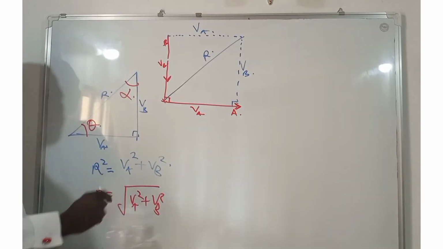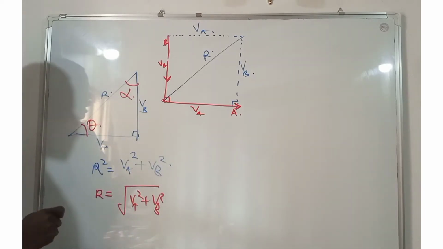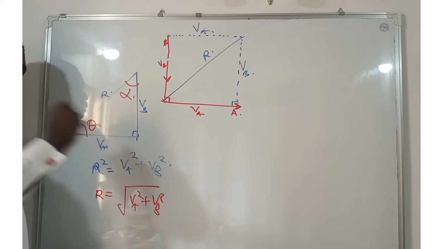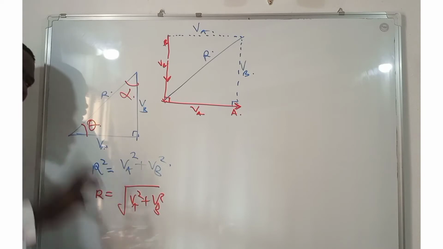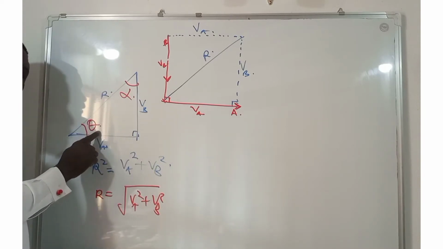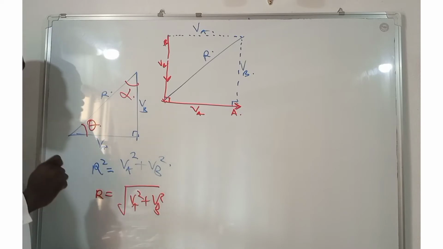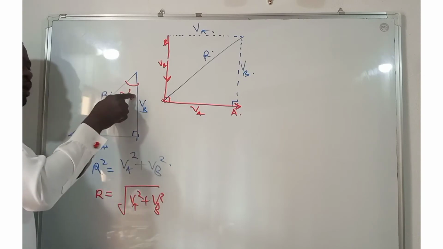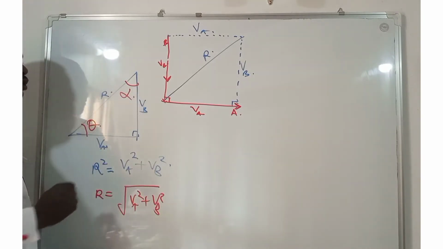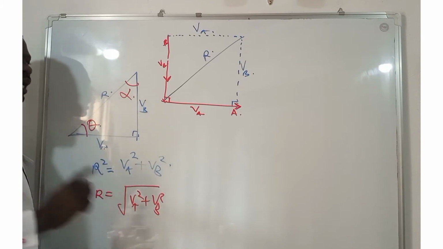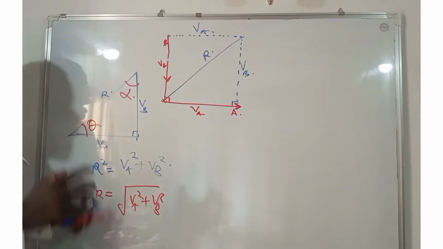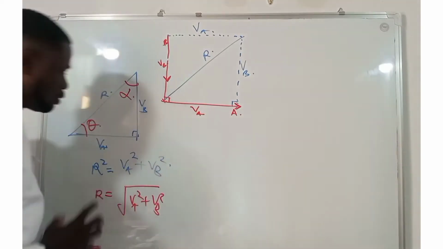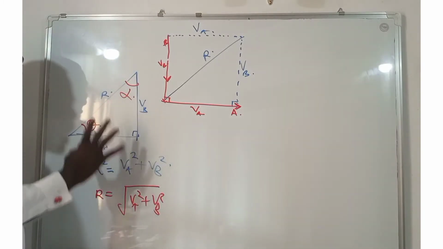But what is important is that, whichever angle you calculate, you must be able to state the location of that angle. If I calculate theta and it is 30 degrees, I should be able to say the direction of the resultant is 30 degrees with vector A. If it is this other one I have calculated and found to be 40 degrees, I should be able to say the resultant is 40 degrees with vector B. So there has to be emphasis on the direction or the position of that angle. If not, you won't have it right.